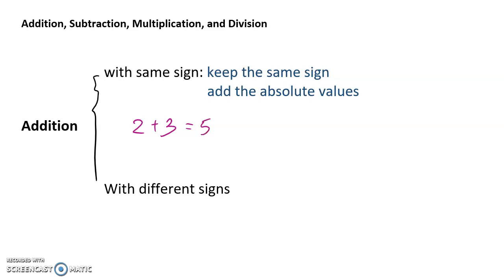That's not an issue. Well, what if it's negative 2 plus negative 3 here? Well, it's 2 numbers adding. They do have the same sign. They're both negative. So the result will also be negative, because we will keep the same sign. And we'll add the absolute values. Well, the absolute value of negative 2 is 2. The absolute value of negative 3 is 3. So add up 2 and 3, we have 5. So it's negative 5.